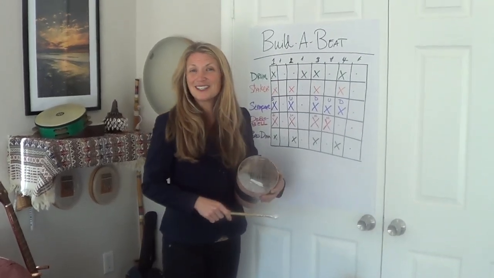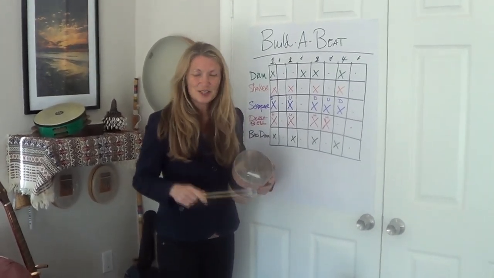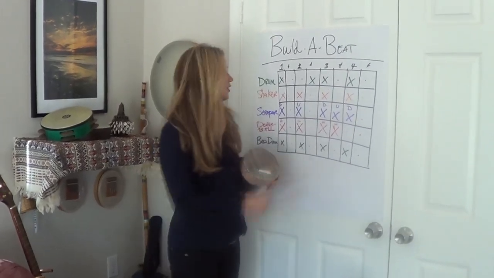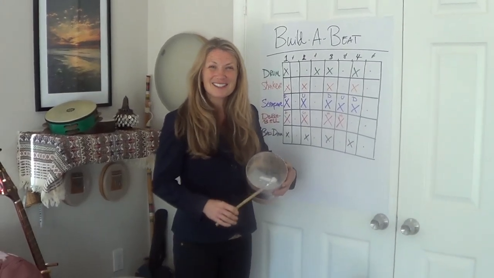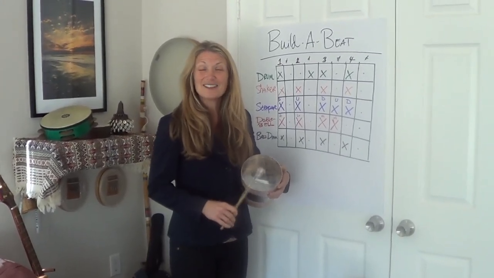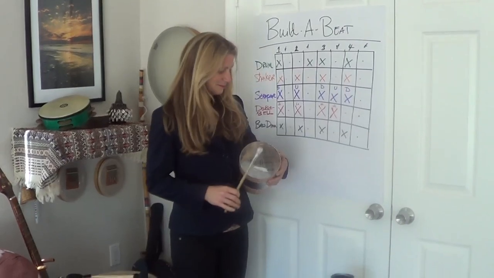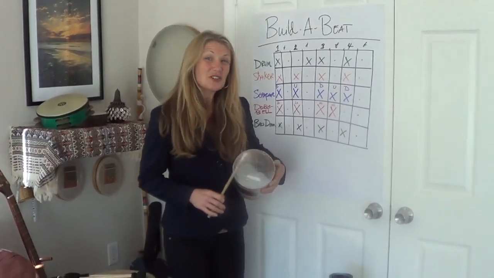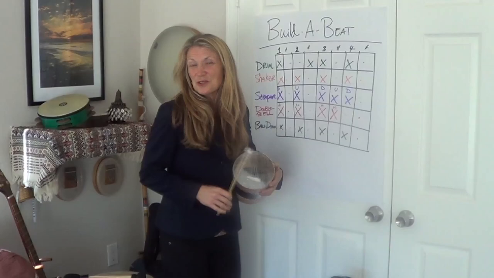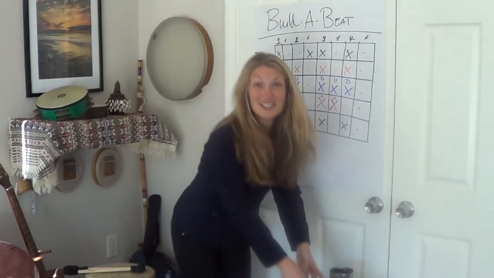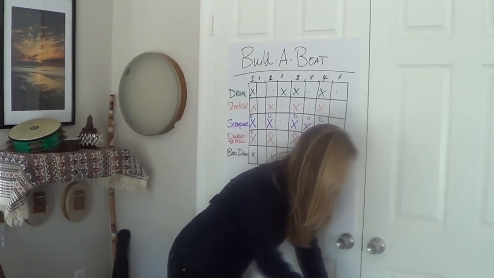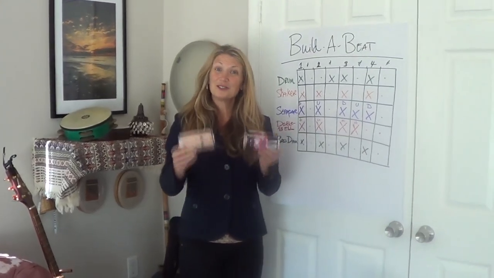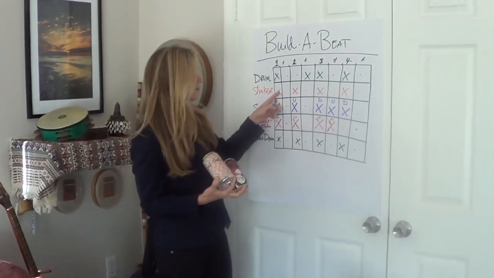Teaching rhythms to kids is as easy as speaking, because if you can say it, you can play it. So you can take a phrase: pass the popcorn, pass the popcorn. We can do it. You can make up your own phrase. So that's the drum part. Next is the shaker. One, two, three, four. That's a pretty good part.